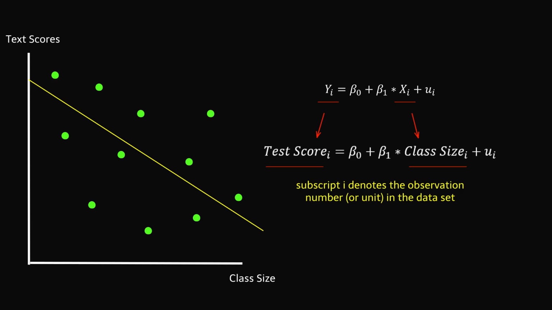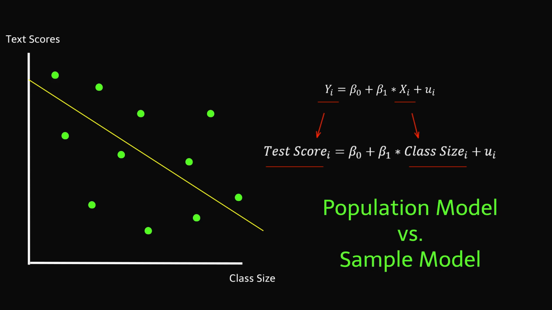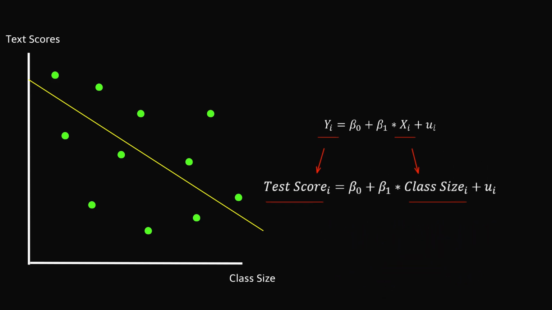If your data set included every school in the entire population, this would be called the population regression model. We'll explore the difference between population and sample models in later videos. Here's what each term means.